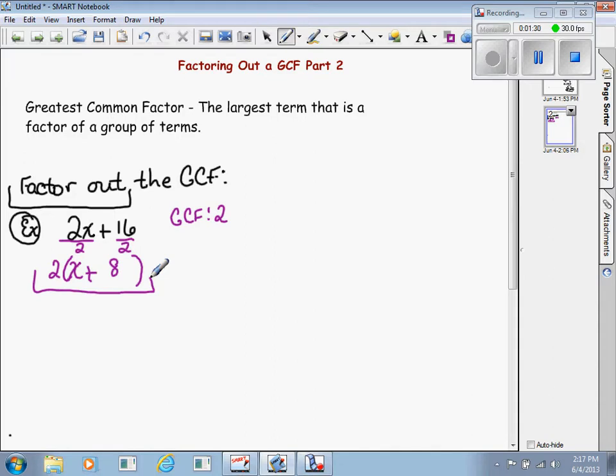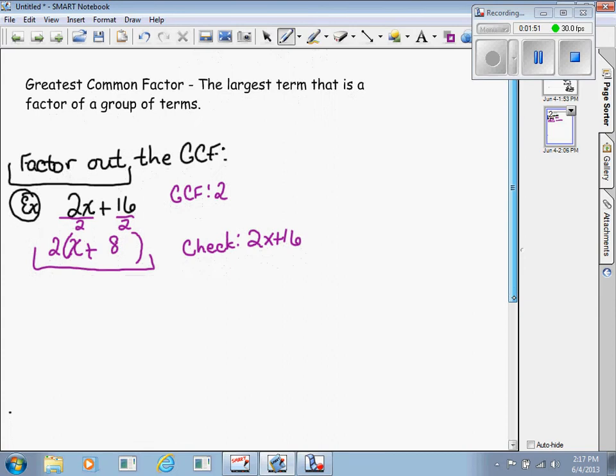If we wanted to check our answer, we could take this 2, that's the coefficient, and distribute it through the set of parentheses. Distributing that 2 back through the parentheses would give us 2x plus 16. So this is an equivalent form of the original expression, simply with that common factor factored out or pulled to the front.